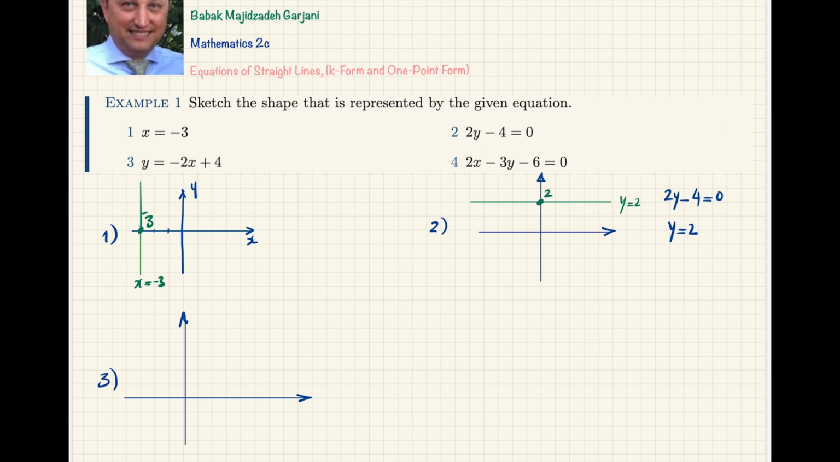It is positive 4, so I go 4 units, 1, 2, 3, and 4. So this would be my point. But I know that my slope should be negative 2. So if I go 1 unit to the right, how much will I drop? I say drop because the k value is negative, so by going to the right, the y value should decrease. But 1 unit to the right, how much do I drop in the vertical direction? 2, exactly.